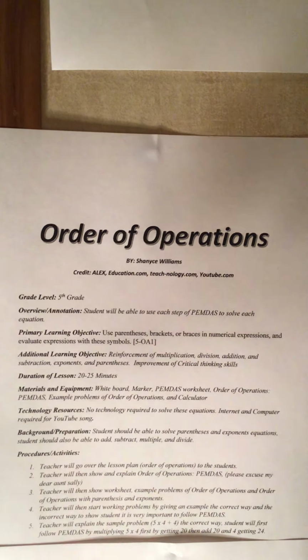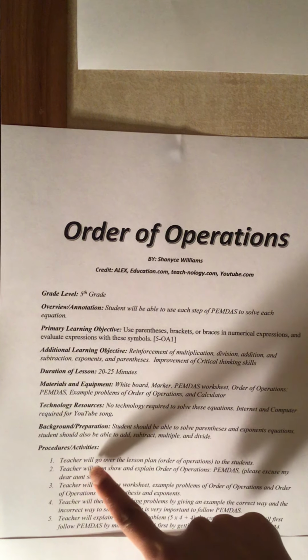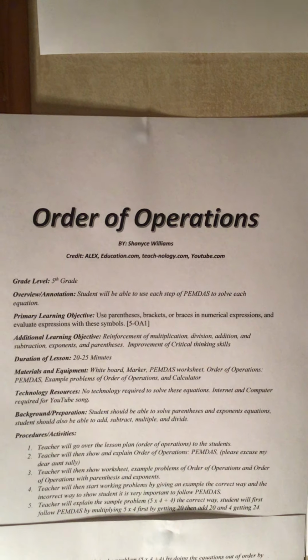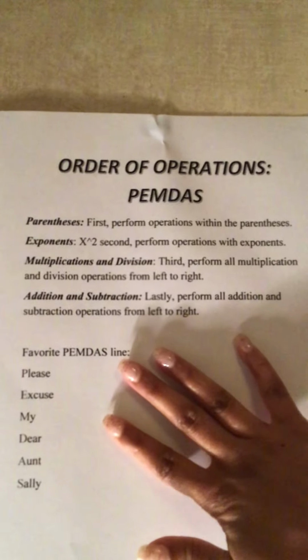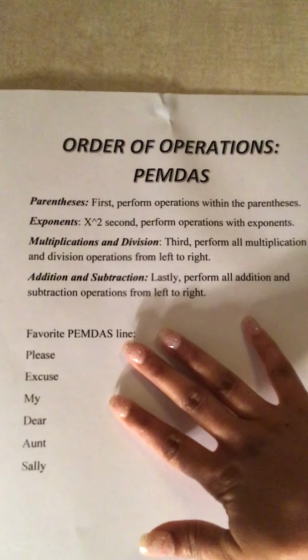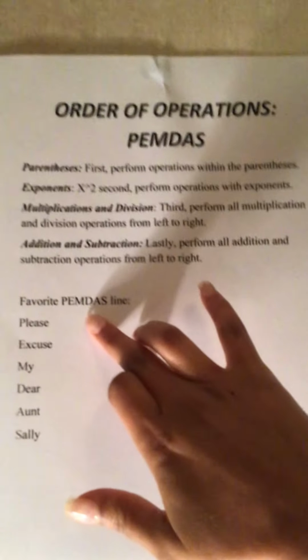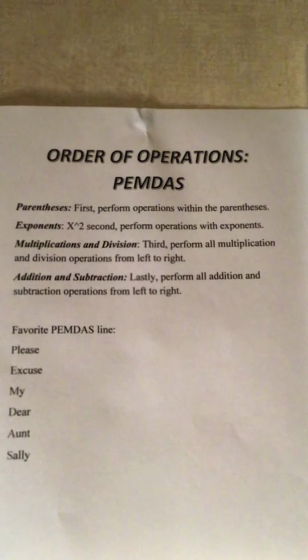Here we just have our procedure activity. This just shows me going over each step by step. Here we have our order of operation PANDA sheet. This sheet gives us the order that we must work out order of operation problems, and it gives us our favorite PANDA line. I'll explain that in a minute.